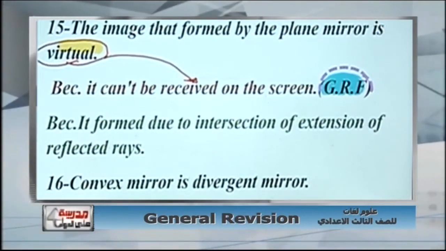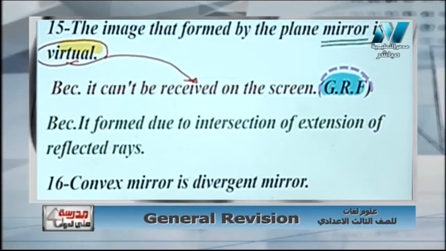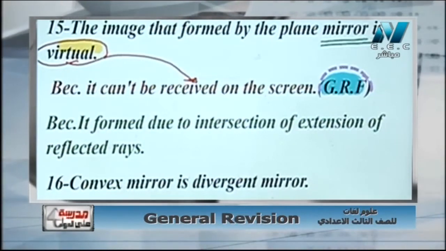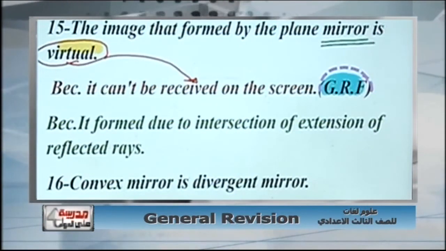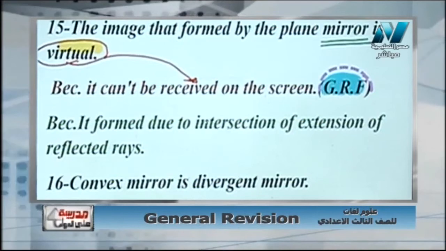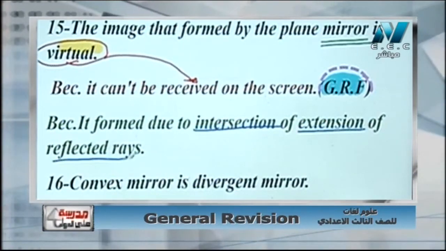Listen, dear students, we have here what? We talk about a mirror. So we talk about reflected light rays. But at the same time we have a virtual image. And the virtual image is formed due to intersection of extension of reflected rays.